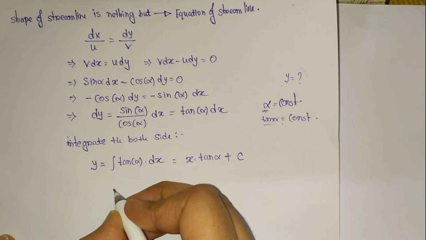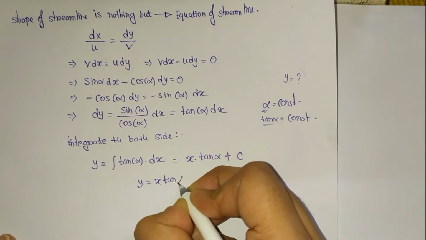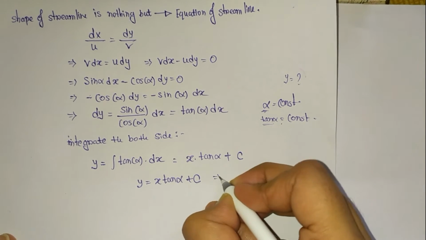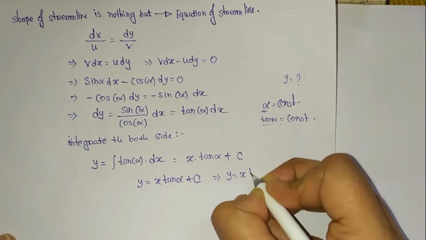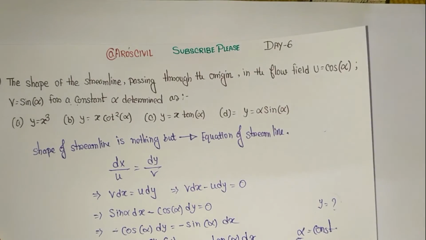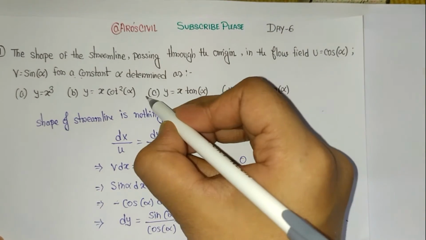Now we can write y equals x tan alpha plus c, or we can write y equal to x tan alpha. So from this equation we get the answer that option C is correct.